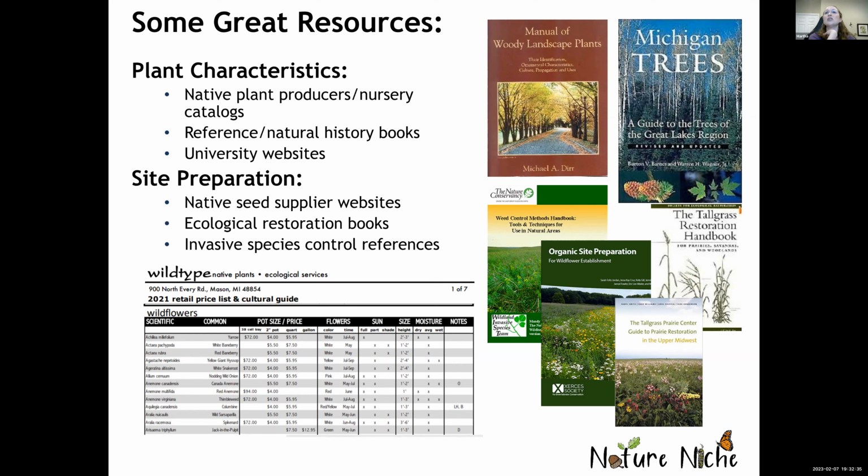Reference natural history books like Michigan trees. University websites are really helpful. And then for site preparation, again, like native seed supplier websites, ecological restoration books, invasive species control references are good to have on hand to help you. So handouts 5, 6, and 7 include the cultural guides plus a list of salt tolerant plants. If you know you're next to a sidewalk that's going to get salted, a parking lot, something like that.